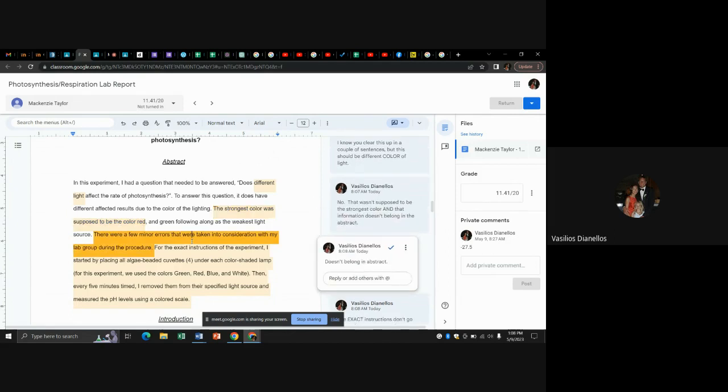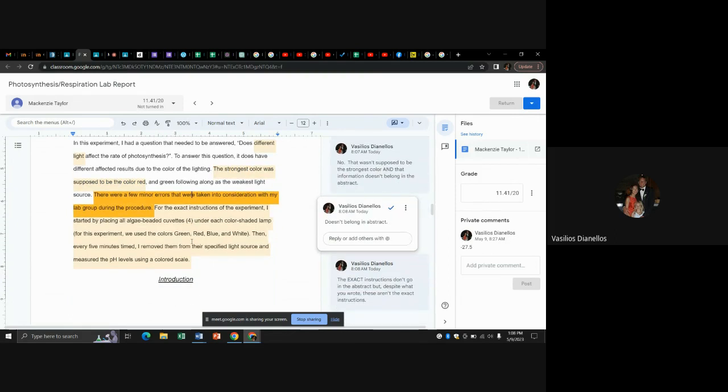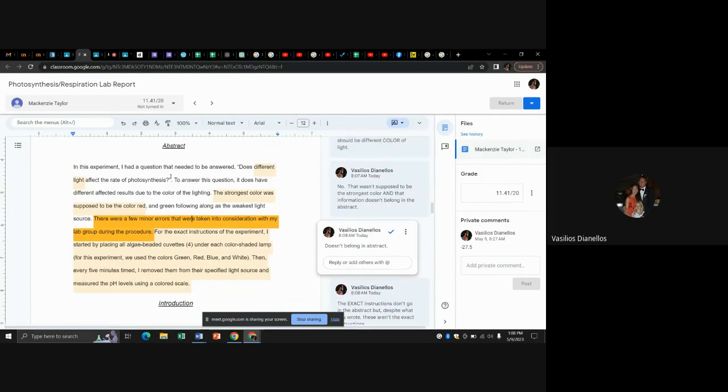Perfect. Okay. There were a few minor errors that were taken into consideration. All right. And this is another one of those things where it just doesn't belong in the abstract. So that's good that you included it, but that goes in the discussion. Basically, the abstract is supposed to be pretty straightforward. Like, here's the question. Here's basically how we did it, which is right here.